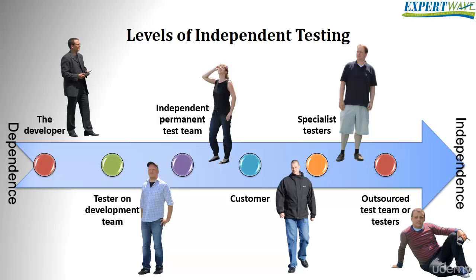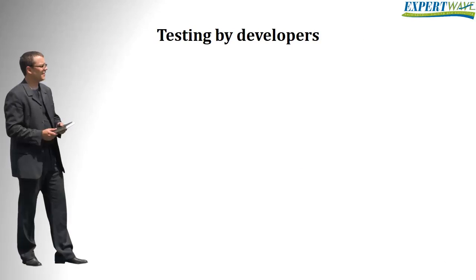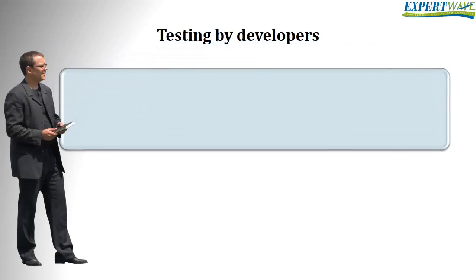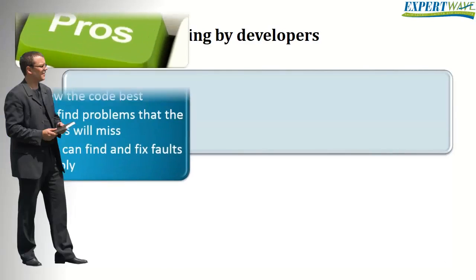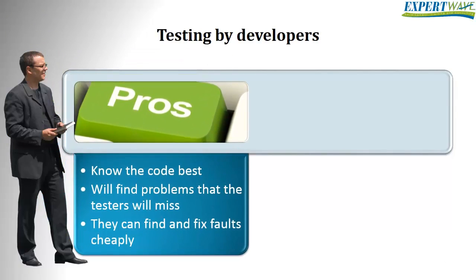So let's look at each type of tester from the independence point of view and see the pros and cons of adding this type of tester to the testing team. First, the developer, the author of the code. Should we allow him to test the code even if he is highly dependent on the code? The pros of using the developer for testing are: he knows the code best, he will find problems that the testers will miss, and they can find and fix faults cheaply.